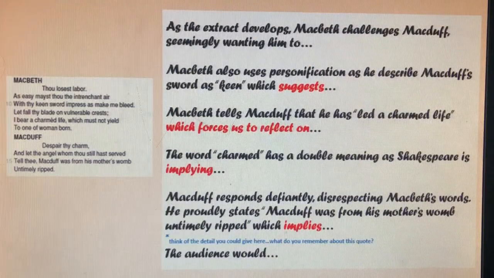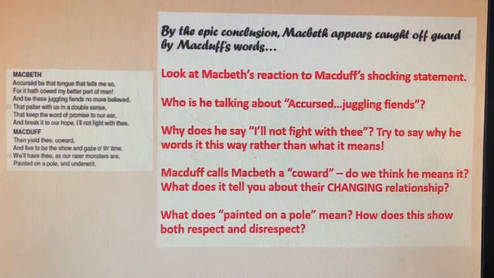This then would be the middle of the extract and the kind of sentences I'd use there, showing how the extract develops or the relationship between the two men changes. Feel free to pause the video and see if you can complete these sentences. And lastly, by the end of the extract, I would look at the conclusion. What has happened by the end? What has changed? And my answer might well involve answering some of the questions on the board.